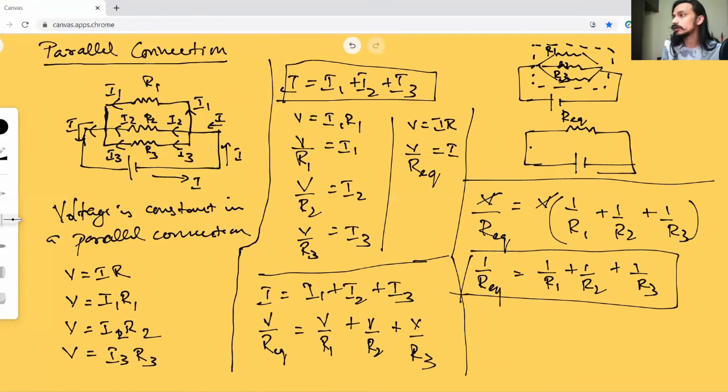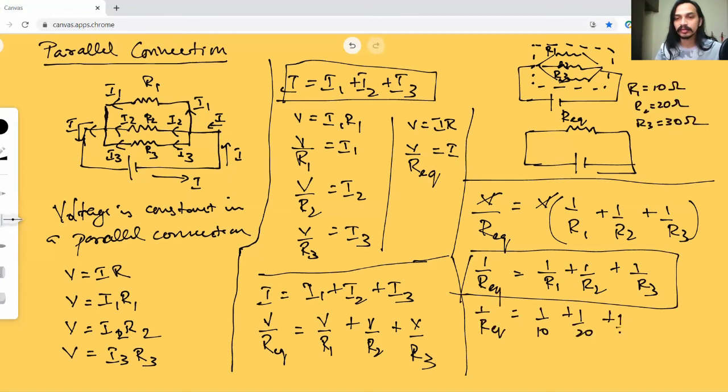Now let's take an example of one sum, what it can look like. Say that your parallel resistances over here are given with values R1 equals 10 ohm, R2 equals 20 ohm, R3 equals 30 ohm, something like this. So what is the R equivalent? So 1 by R equivalent in that case would be 1 by 10 plus 1 by 20 plus 1 by 30. Since they're fractions, you'll need to do the fraction mathematics over here.